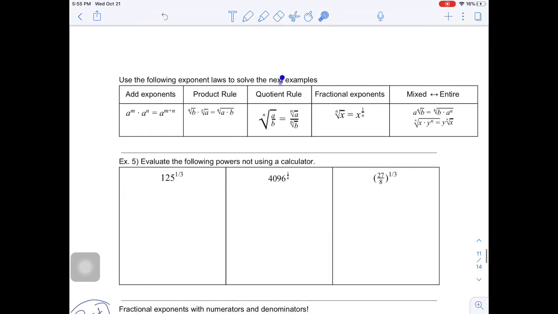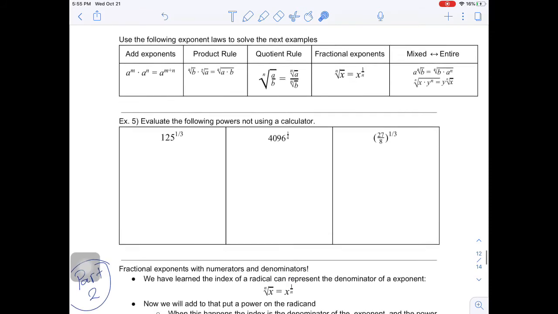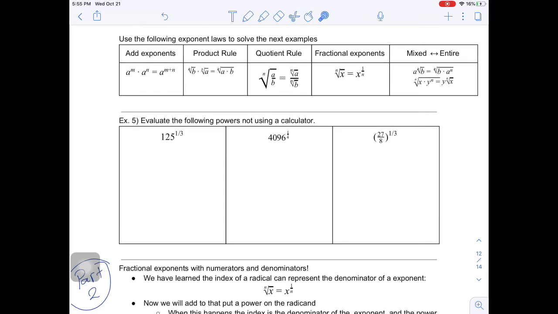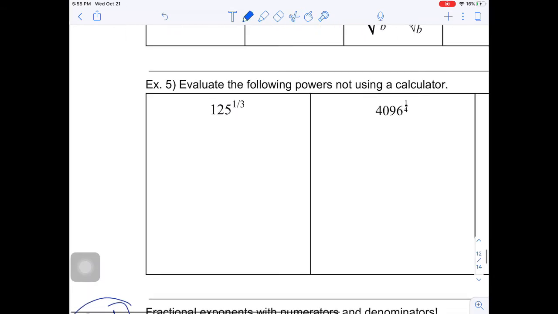So let's use the following exponent laws to answer these two questions. This will be the last thing to do in this video, and then in part 2, we're going to add one more new exponent law. So let's evaluate the following powers not using a calculator. Challenge accepted here. To not use a calculator, remember the first thing you want to do is list the first few perfect squares and perfect cubes.